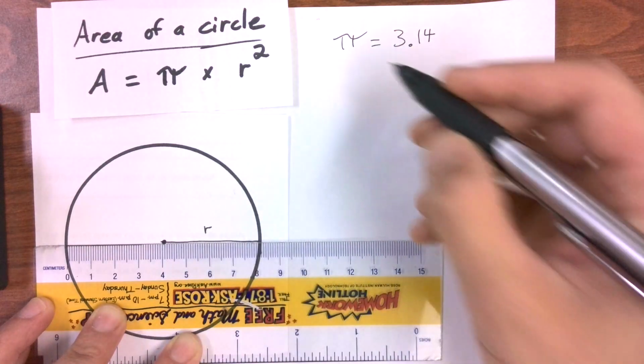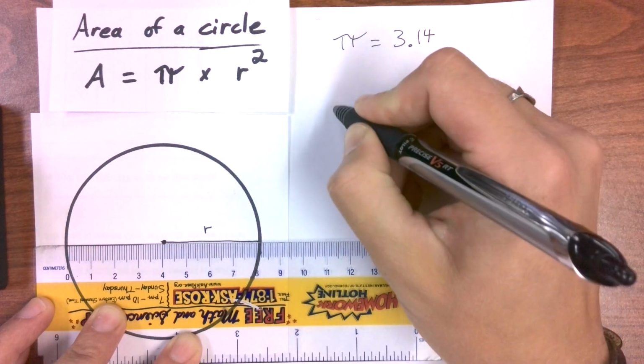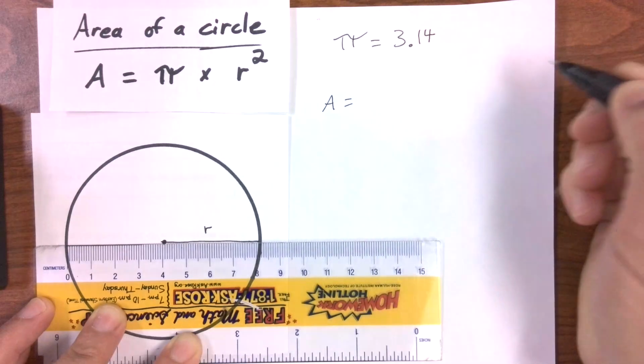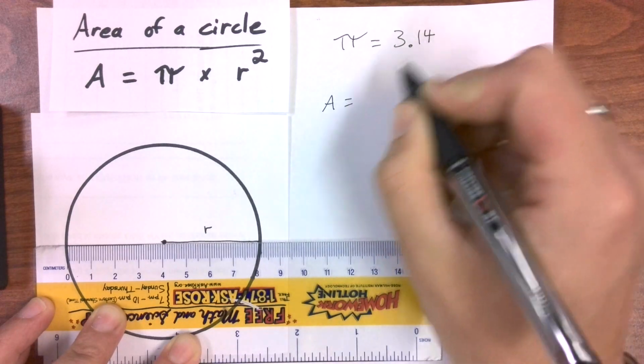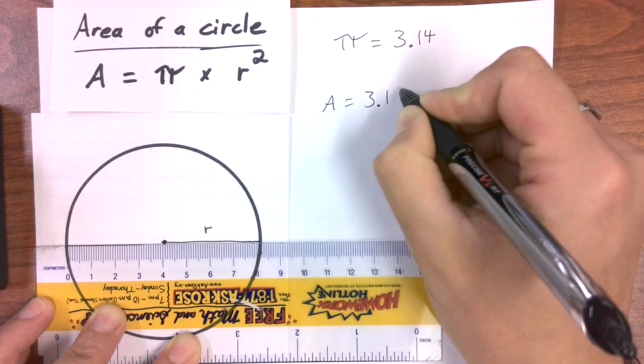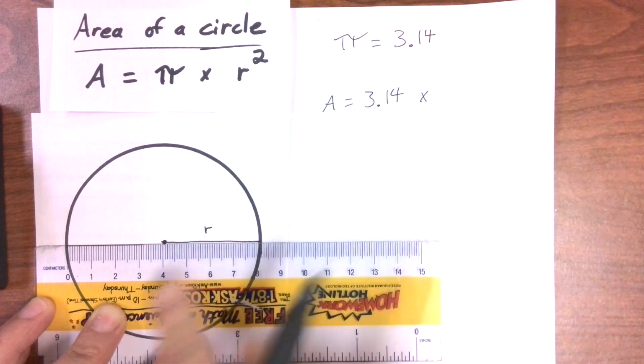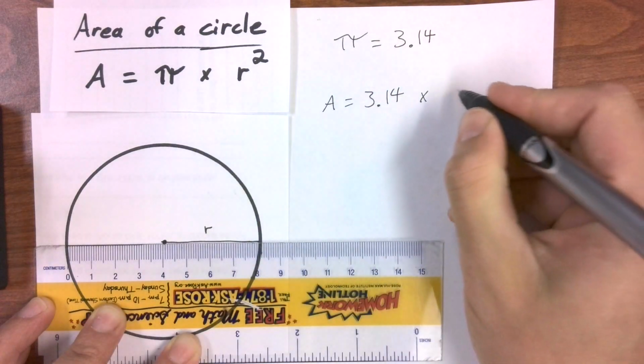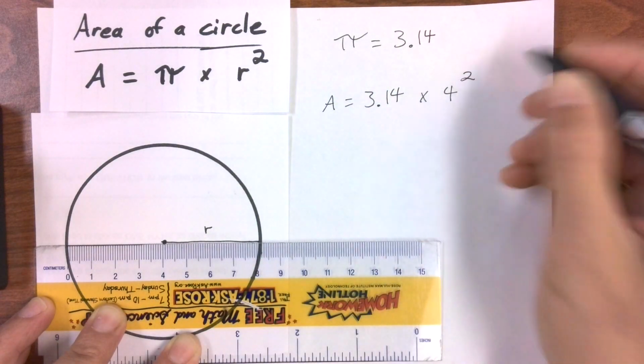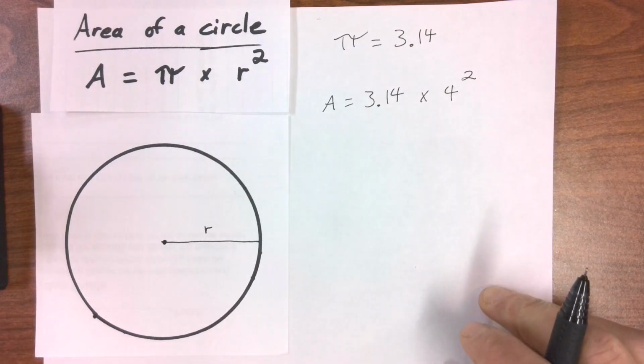So let's start plugging in some numbers. So the area of our circle is pi, which I'm just going to put 3.14, times radius squared. So times, we said our radius was 4 squared. Okay? Now let's do that math.